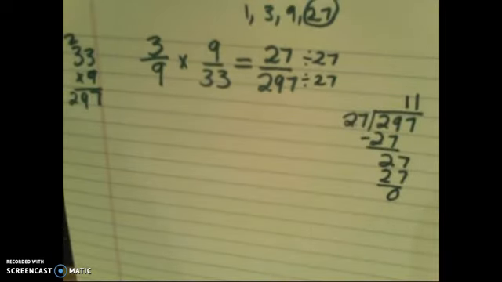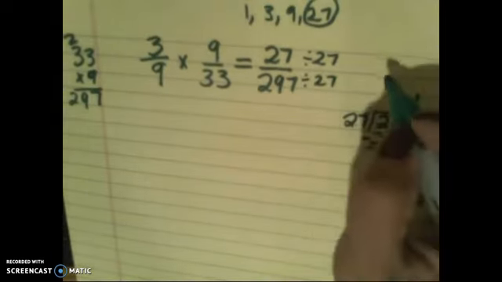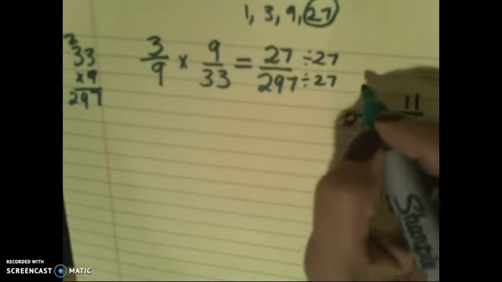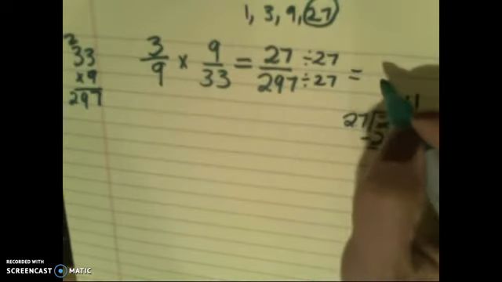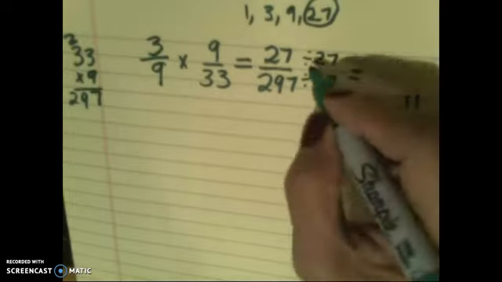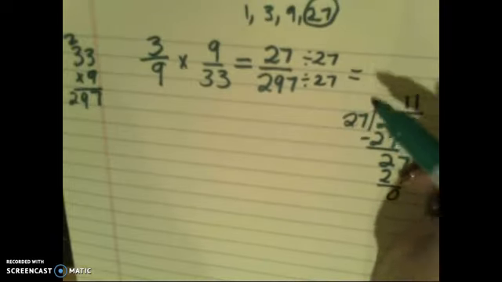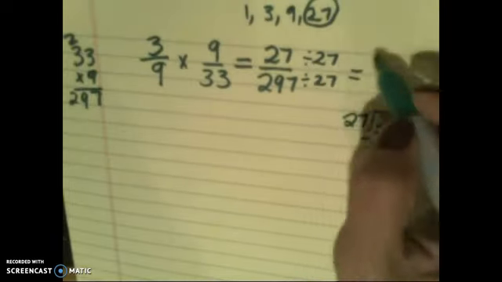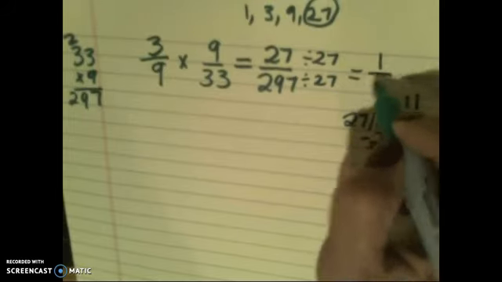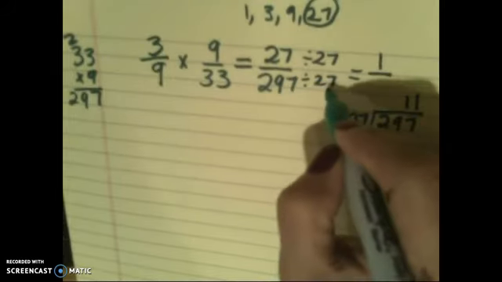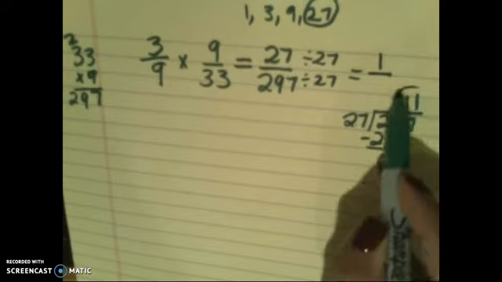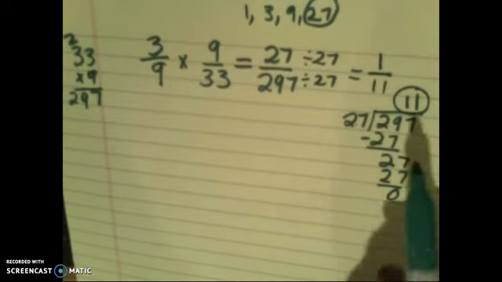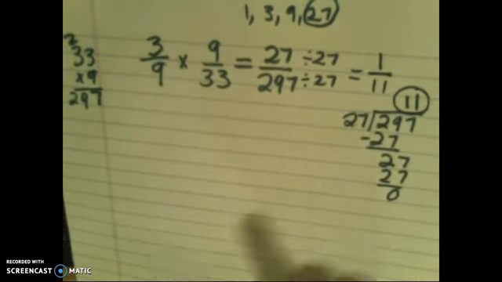It's a lot of work when you have large numbers, but it works. So if this works for you, it is totally fine. I don't have huge numbers on the quiz, but it's good to know why we do cross-canceling. So 27 divided by 27 is 1, and 297 divided by 27 is 11. So that's 1/11. That is in simplest form.